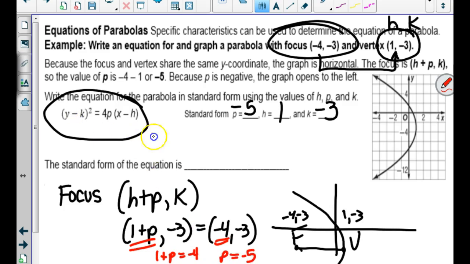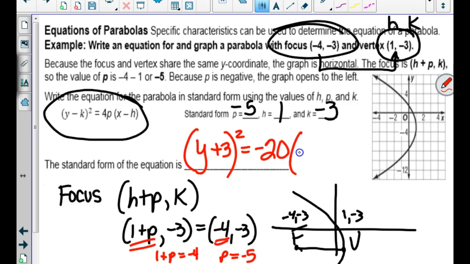All right, so put it all together. What's the equation look like? Y minus K becomes y plus 3, squared, equals 4P. What's 4 times -5? -20. And over here we would have X minus H, which would be X minus 1.